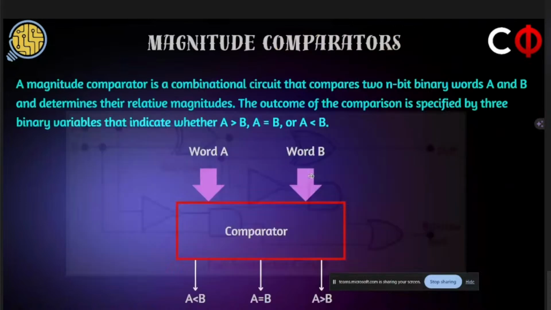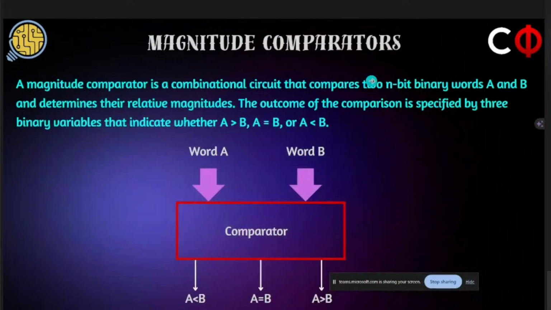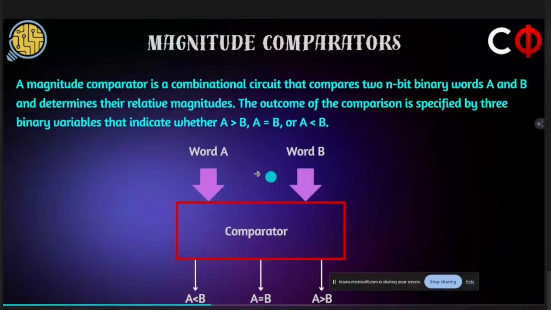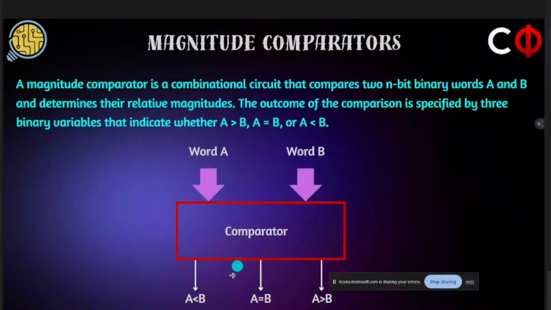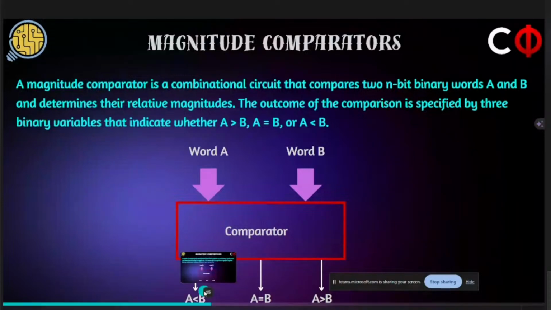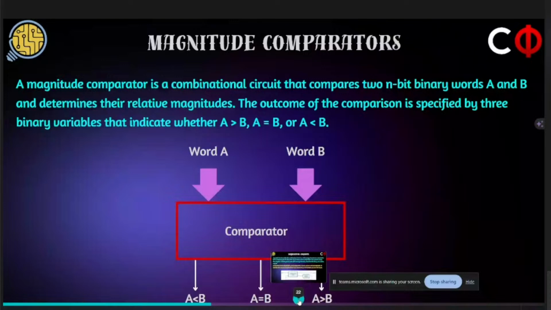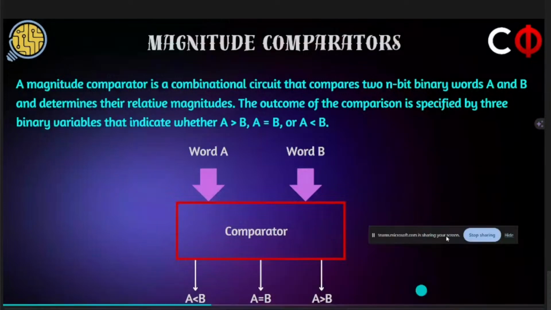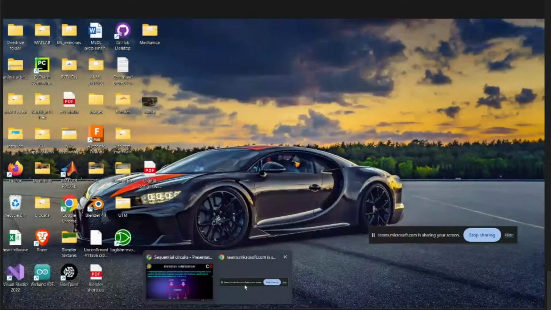Okay, so let's move on to magnitude comparators. Basically, what a magnitude comparator does is compare two binary numbers and determine their relative magnitude. So one of these outputs must be true, provided we have two binary numbers, A and B, given as the inputs. So either A is less than B, or A is equal to B, or A is greater than B. Is there any doubt so far?